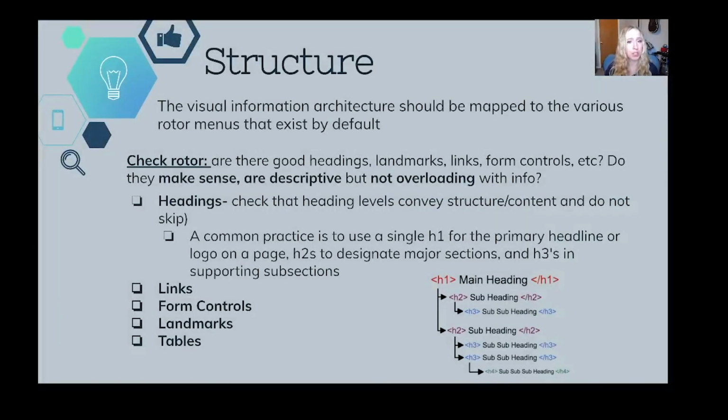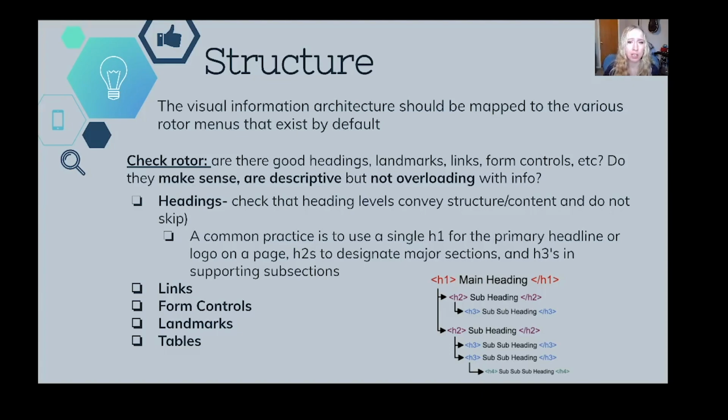The structure. The visual information architecture should be mapped to the various rotor menus that exist by default. So I'd mentioned earlier that screen readers use these rotor menus, or they can navigate the page through different means. So we should make sure that the structure of our page kind of maps out to these different things. So there should be good headings, landmarks, links, form controls, etc. They should make sense, they should be descriptive, but not overloading with information.